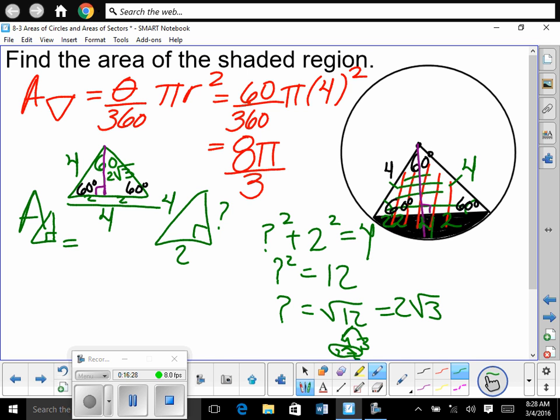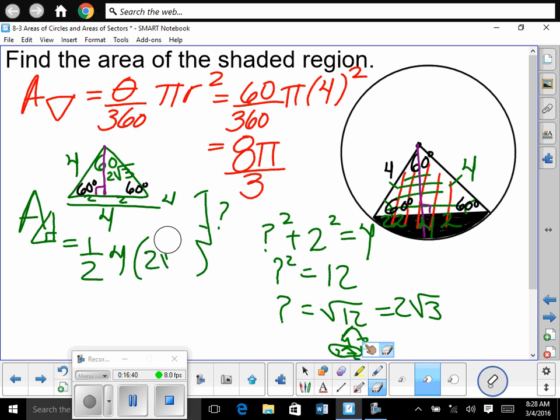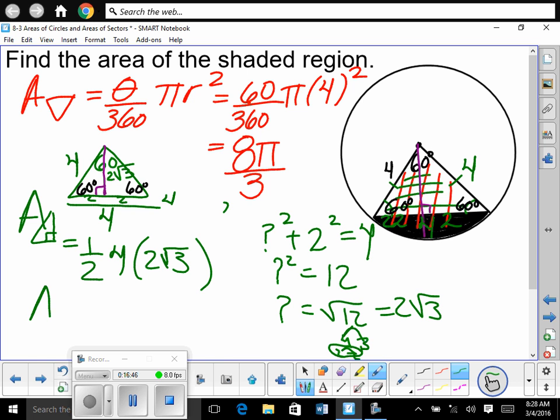So area of the right triangle is 1/2 times the base, which is 4, times the height, which is 2 square roots of 3. So what is the area of the triangle? 6.928.